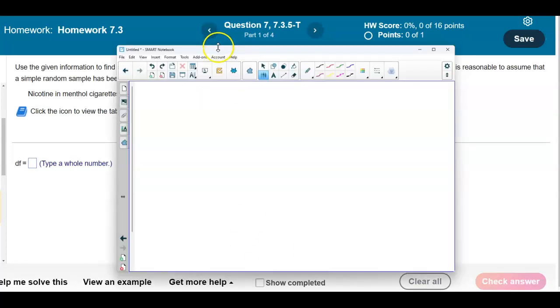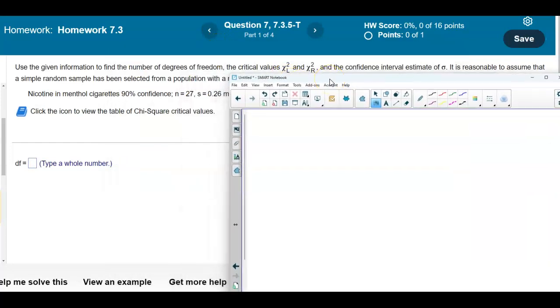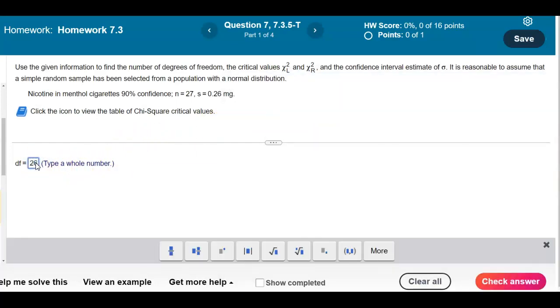Okay, so the first thing we want to do is find the degrees of freedom. So for step number 1, in order to find the degrees of freedom, it's equal to the sample size minus 1. Well, we're given the sample size to be 27. 27 minus 1 is 26. So therefore, the degrees of freedom is 26.